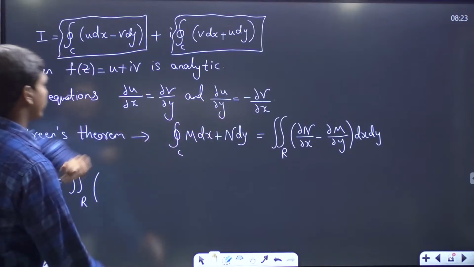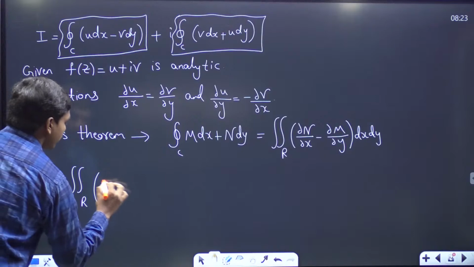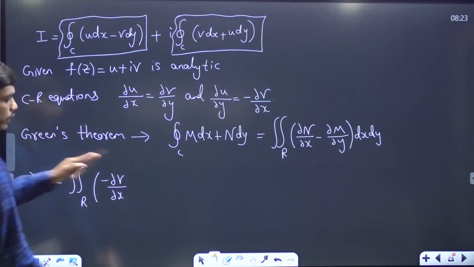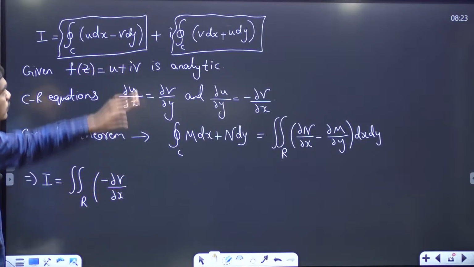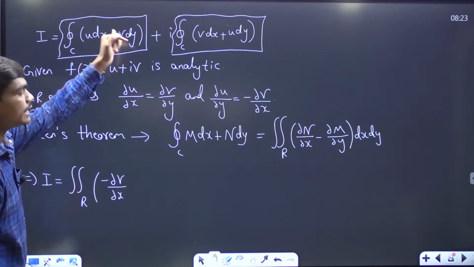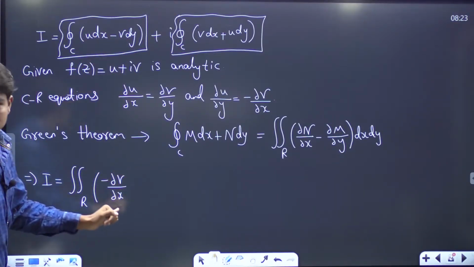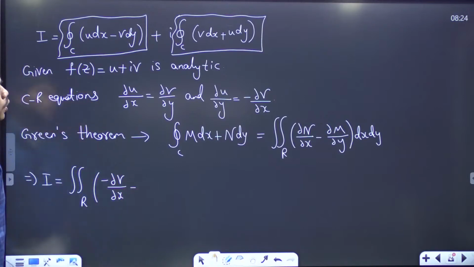So dou n by dou x, which is differentiation of this minus v with respect to x partially. So minus dou v by dou x. Correct? Dou n by dou x, since n is minus v, see carefully, I am applying the things very carefully. So dou n by dou x will give you dou of minus v by dou x, and since we can take that minus sign out, we have minus dou v by dou x minus dou m by dou y.